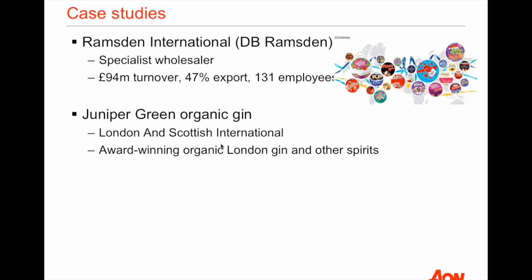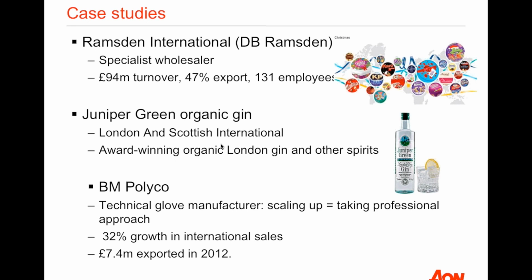Fantastic export story. The middle one is Juniper Green. It's London and Scottish. It is a father and son trading house established in 1993, and they work through country importers, and they're looking to have long-term relationships. Juniper Green is their classic. Was the only organic gin, and apparently it's fantastic. I don't drink gin myself. And the last one, do the washing up with this one. BM Polyco, founded 1979, and now is exporting 7 million. I sat through a talk at a seminar from the finance director of BM Polyco, and he said the difference, if you want to grow your export, you need to go professional.